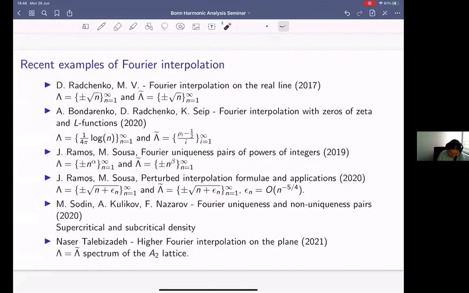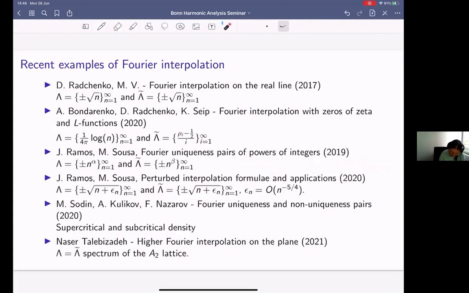And so what they show, somehow they consider cases if alpha and beta are, for example, much smaller than 1, or if alpha and beta are much bigger than 1. And they show that in this case, there will be corresponding uniqueness or non-uniqueness results.